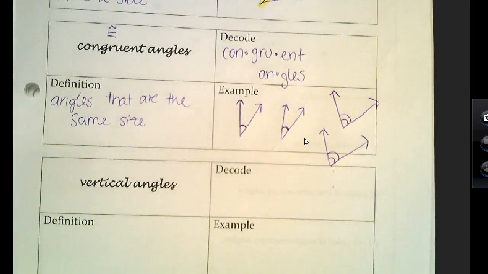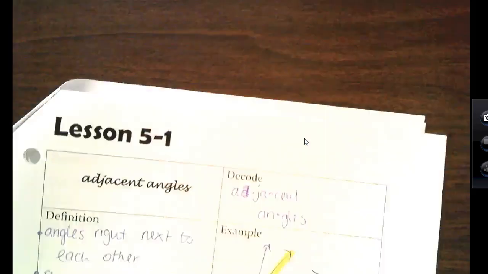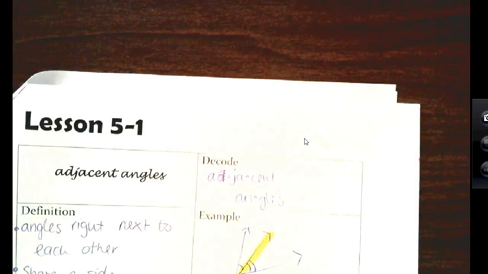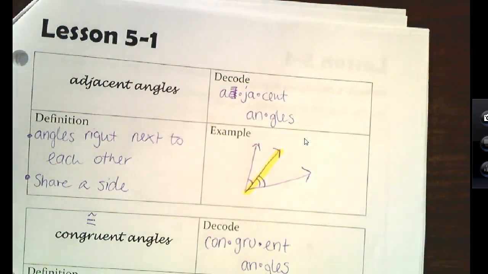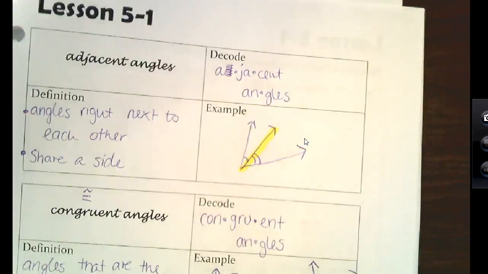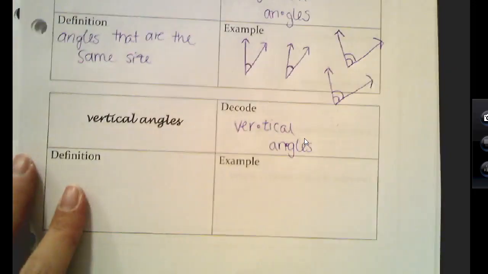Go ahead. It's vertical angles. So go ahead and decode vertical angles. I would probably do vertical. You're on the right track. So vertical, if you think about like vertical means to go up and down. Vertical angles is our word.